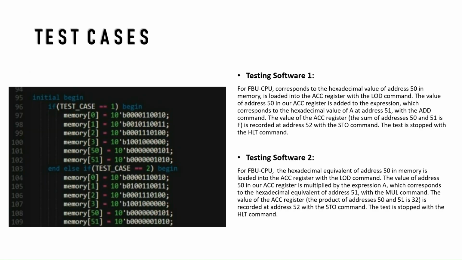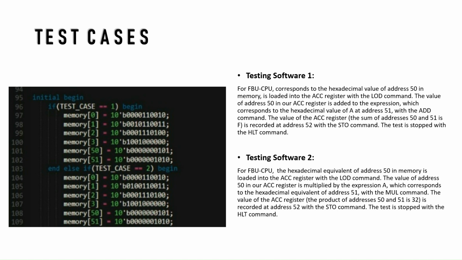Test cases. Testing software 1. For Fbu Cpu, the hexadecimal value at address 50 in memory is loaded into the ACK register with the load command. The value of address 50 in our ACK register is added to the expression which corresponds to the hexadecimal value of A at address 51. With the add command, the value of the ACK register, the sum of addresses 50 and 51, is F and is recorded at address 52 with the STO command. The test is stopped with the HLT command.